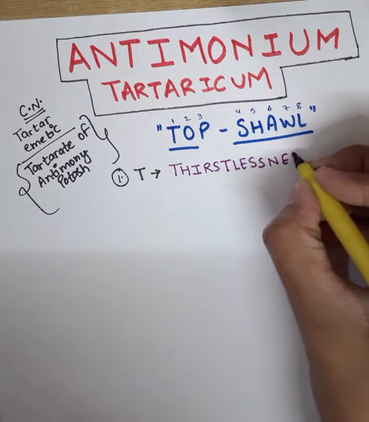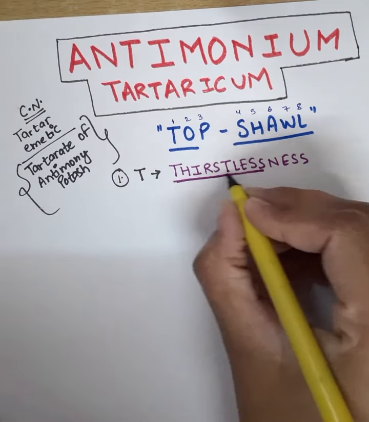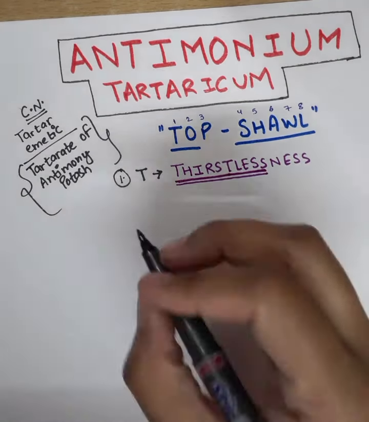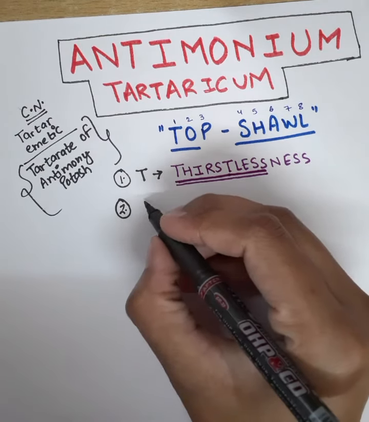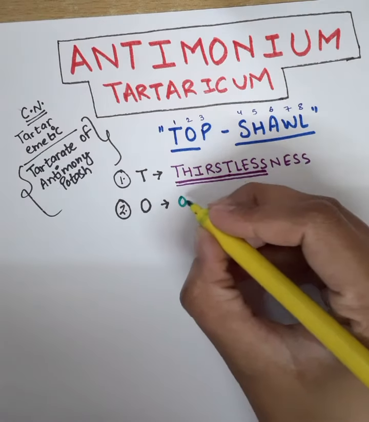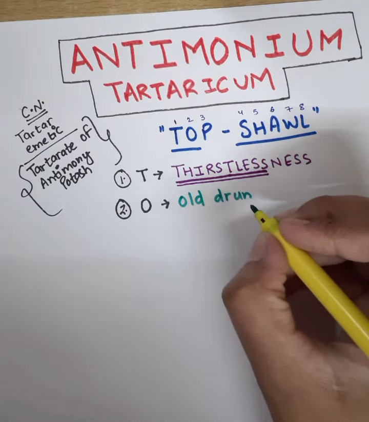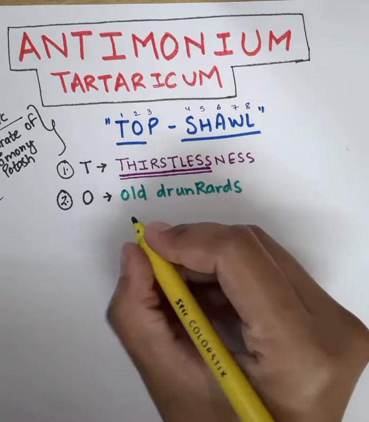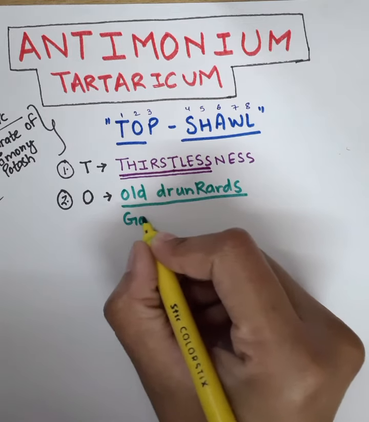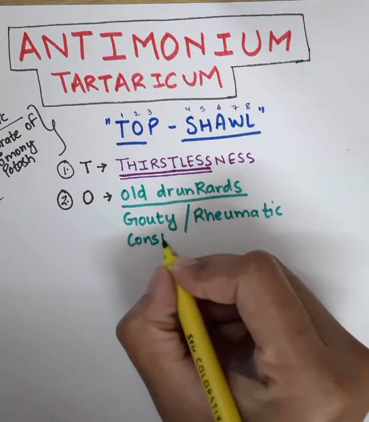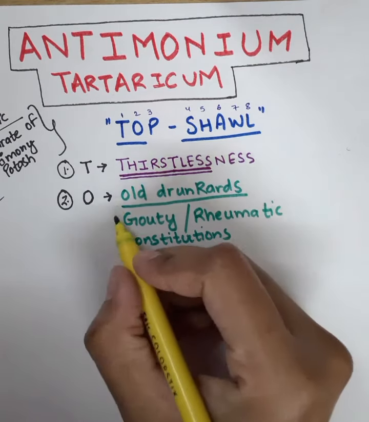So let's start. The first one is T, and T stands for thirstlessness. The patient is entirely thirstless, there is no thirst. This is more of a physical general, but an important one. Second we have O. O stands for the constitution, which is old drunkards, the chronic alcoholic patient. The constitution is the gouty and rheumatic constitution, old drunkards.